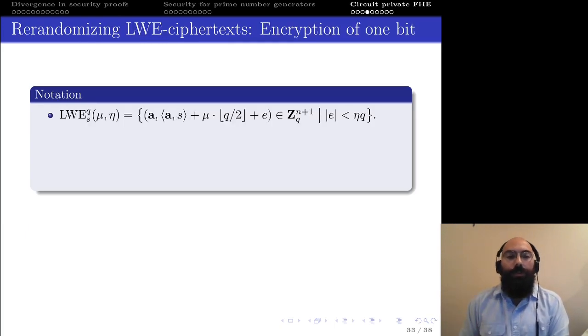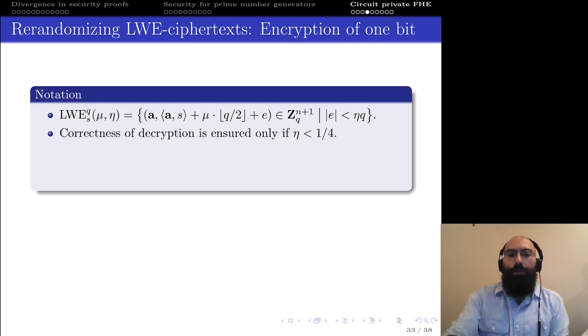So we're going to follow the same example they use in the original paper. We're going to talk about LWE ciphertexts. So we're only going to work on the case of the encryption of 1 bit. So here Q is a prime number, S is the private key, mu is the bit you want to encrypt, and eta determines the size of the noise, E, for your ciphertext. Remember that in order to ensure that you decrypt the right bit, the noise has to be lower than Q over 4.